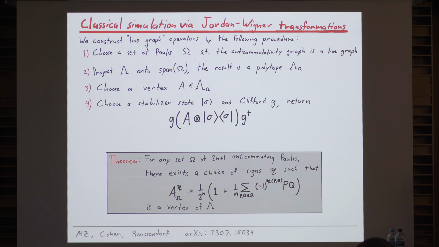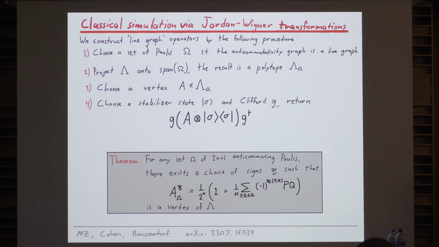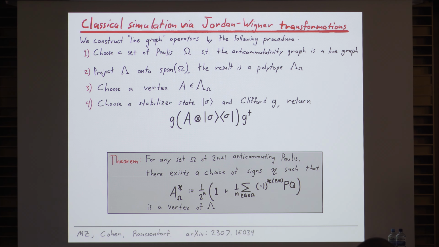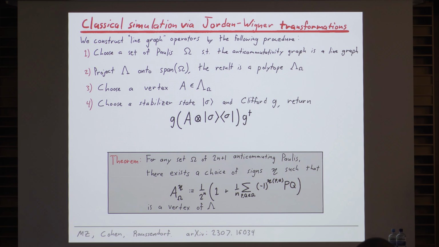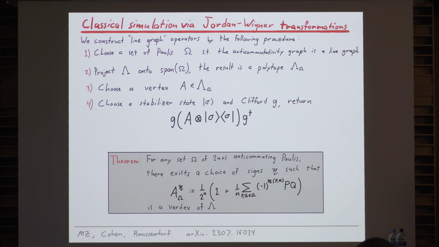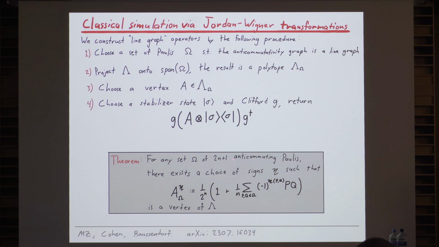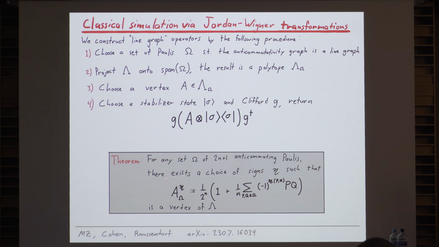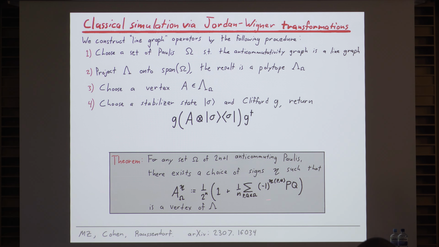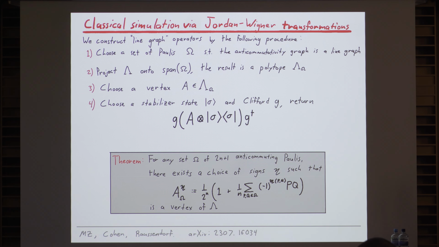And for a certain subset of operators that can be constructed by this procedure, you get more vertices of lambda polytopes. So here's another theorem. It says for any set of 2n plus 1 pairwise anti-commuting Paulis, so these are like the Majorana fermion operators, there exists a choice of signs labeled by this function eta, such that this operator, you can write down, is a vertex of lambda. And maybe it's a bit obscured here because I've got products of pairs of operators here.